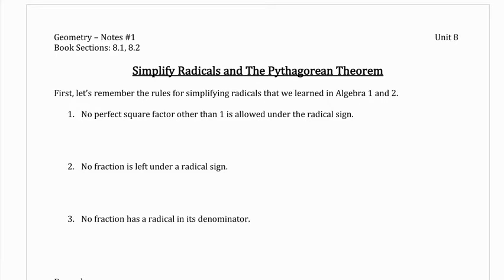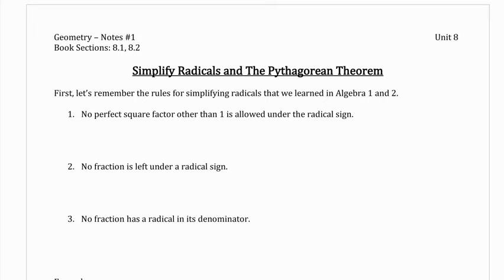Okay. And then there's a homework number 1 after this that you can start working on, or if you want to save it until after you finish your test and all that, that's perfectly fine too. But we'll do questions over homework 1 the next time we have class, and we'll do notes 2 then as well. Okay, so basically all we're going to go over today is remembering how to simplify radicals, and then also going through the Pythagorean theorem.